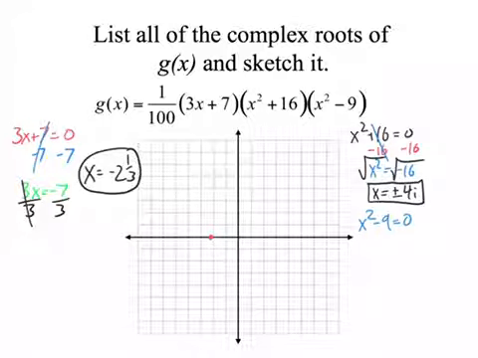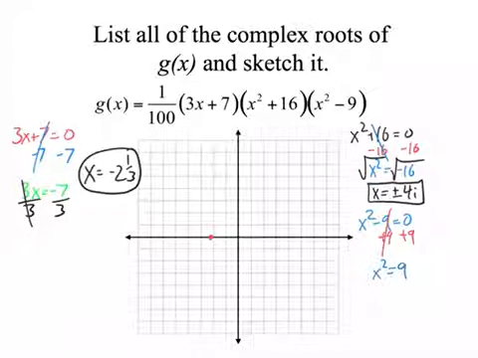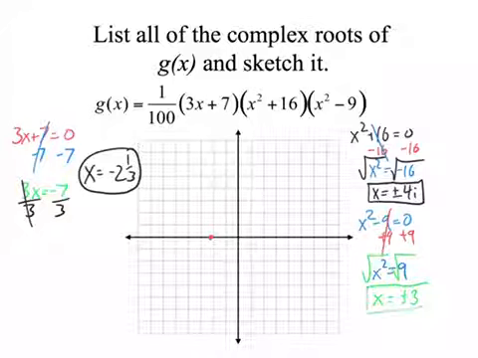Let's solve the last one here. So we're going to add 9 over. So I got x squared equals 9. I'm going to square root both sides. So I have x equals positive or negative 3. Now these are real zeros. These you can plot. So I'm going to plot negative 3, and I'm going to plot positive 3.